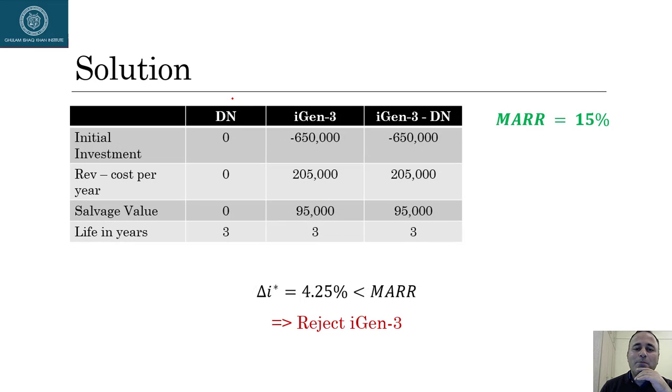So I compare again DN with the third printer. I calculate the incremental cash flows again, and when I calculate the IRR for incremental cash flows, it is again less than MARR. So reject again iGen 3. The winner of this round is DN again.